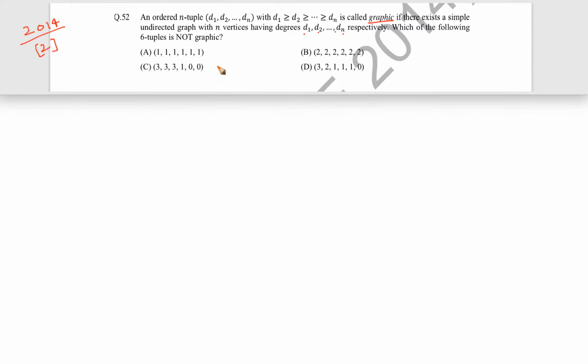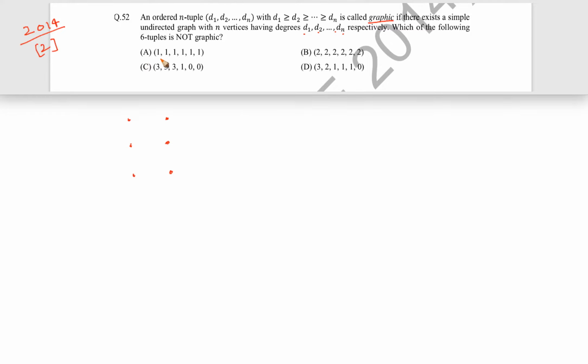Out of these 4 options, 3 will be such that a graph is possible with such degrees, and 1 will be such that there is no such graph possible. You have to find that option. So in simplest terms, we will try to have 6 vertices, and then we will see whether it is possible to create a graph with such degrees.